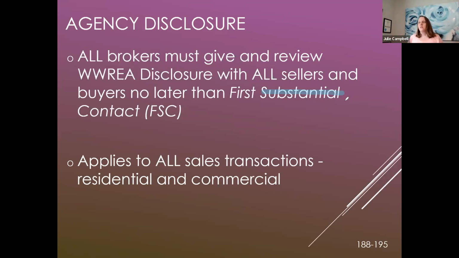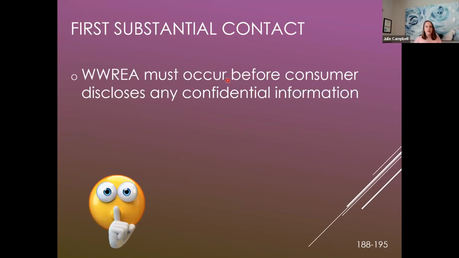What about when you're out and about running around town, running errands, and you're wearing your name badge? If you have your name badge on, could people come up to you and start talking about real estate and cross that line into first substantial contact? Sure. We need to be on alert. And more importantly, we need to be prepared to stop the people from talking until we can disclose our agency status.